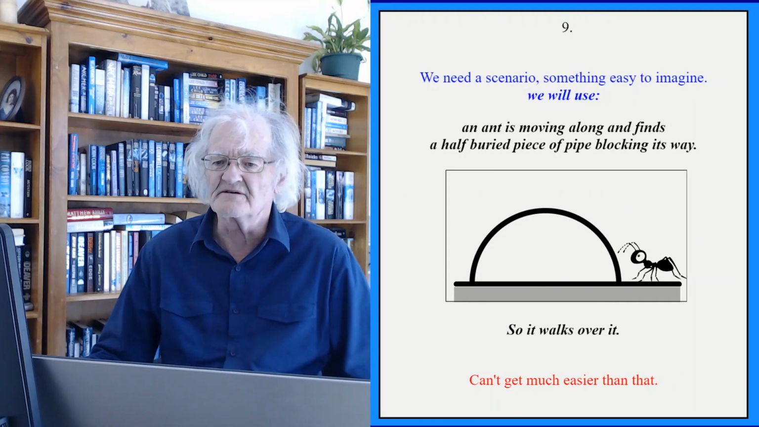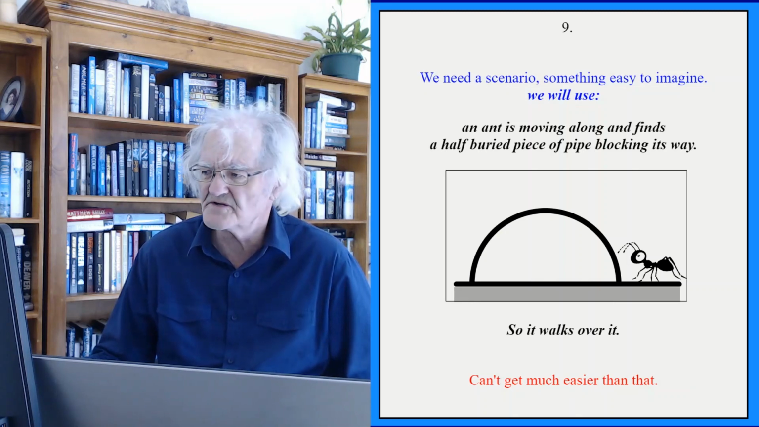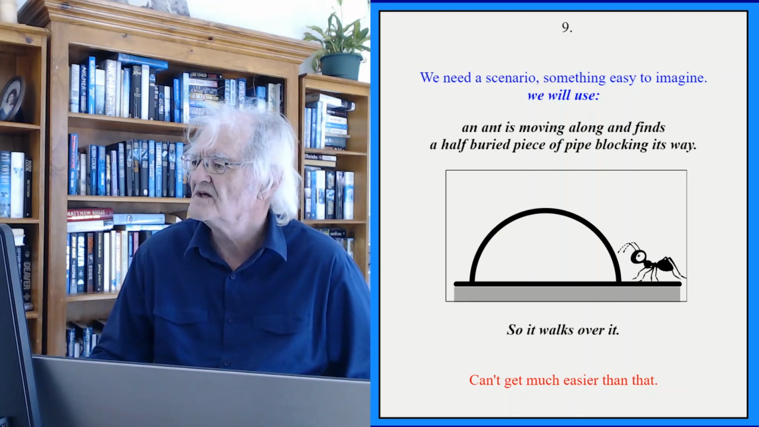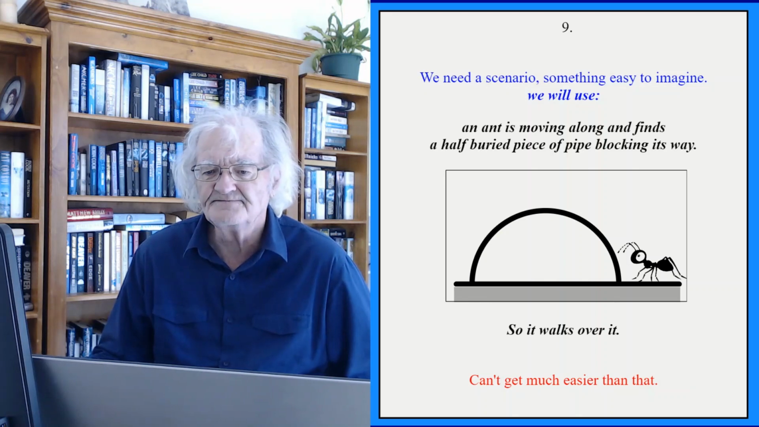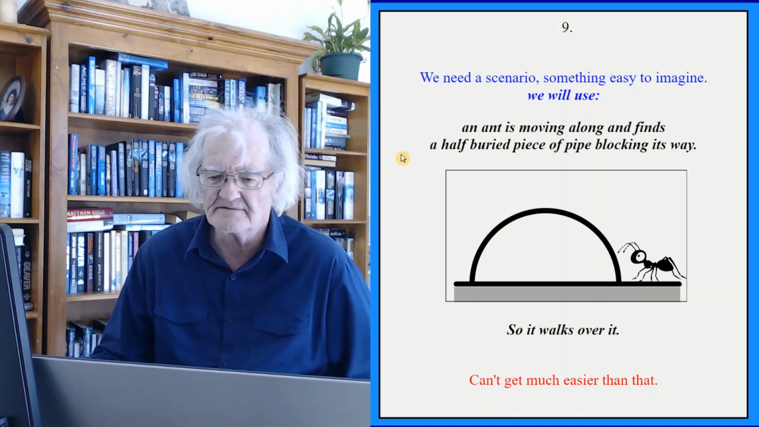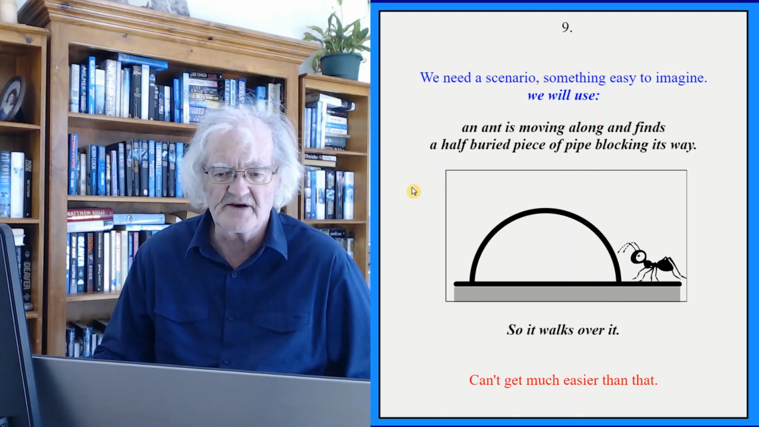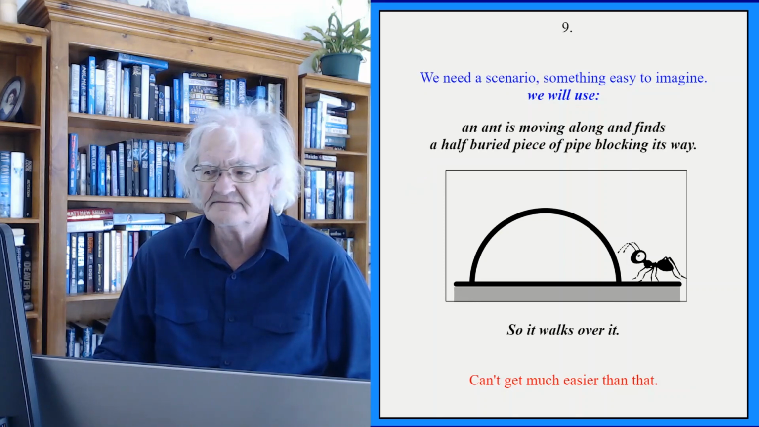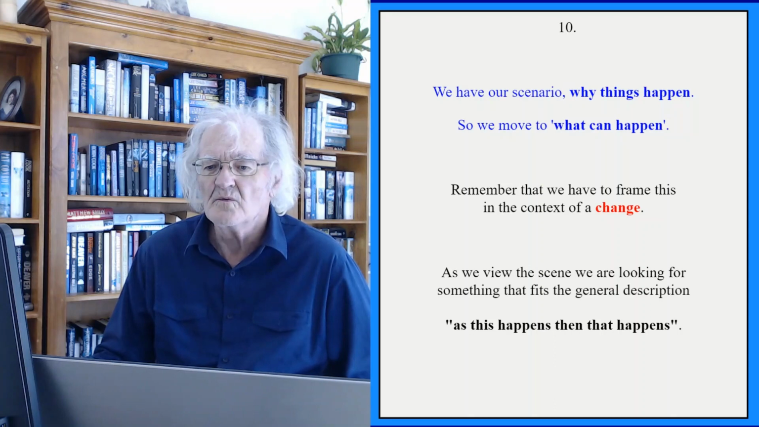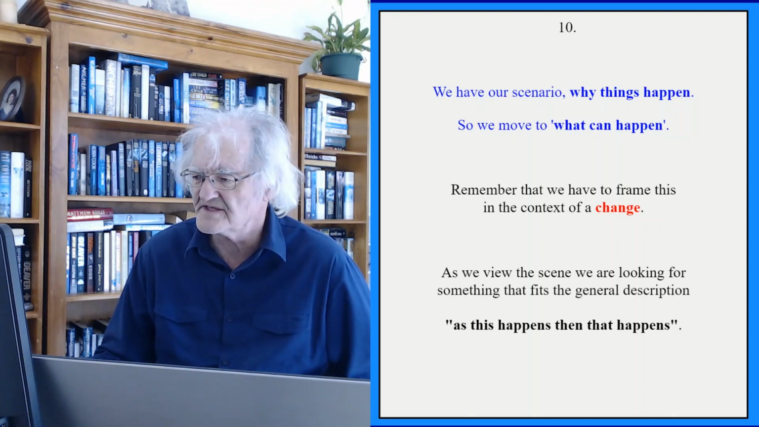We need a scenario. Something easy to imagine. We will use the following. An ant is moving along and finds a half-buried piece of pipe blocking its way. So it walks over it. We can't get a much easier scenario than that. We have our scenario, why things happen.